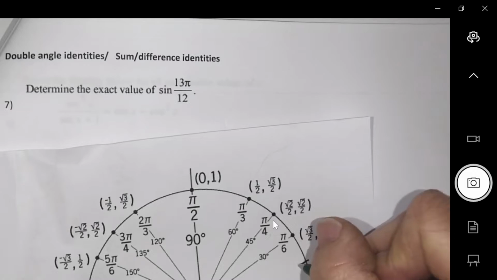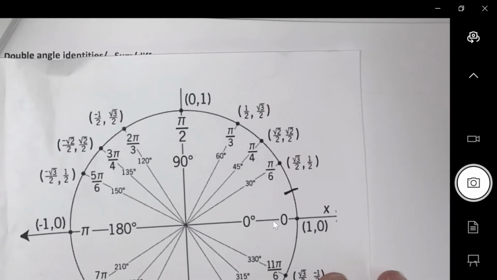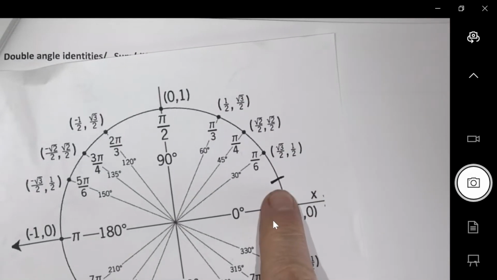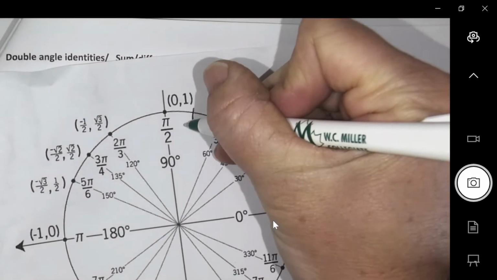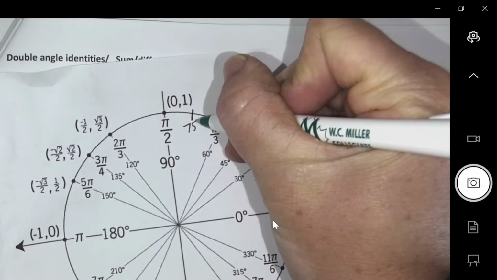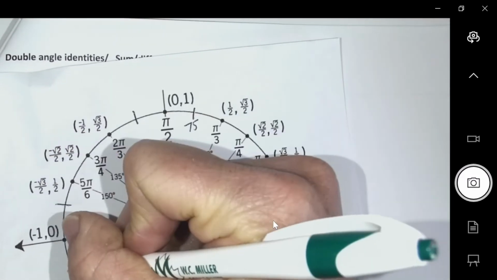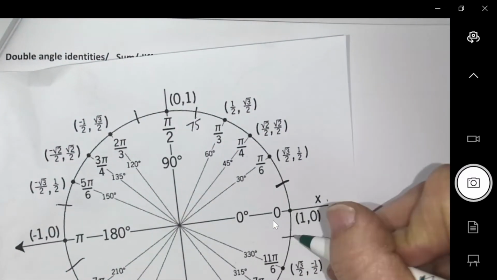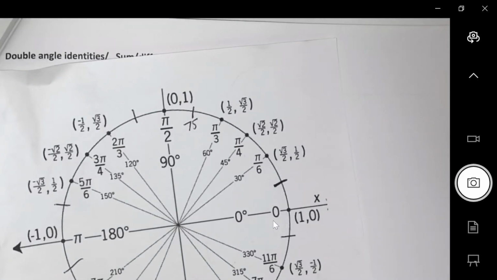Wait, why are we doing 180? So these are the special angles. The 15, what's the other special angle? 75. These angles are the in-between angles. This is the outcome.